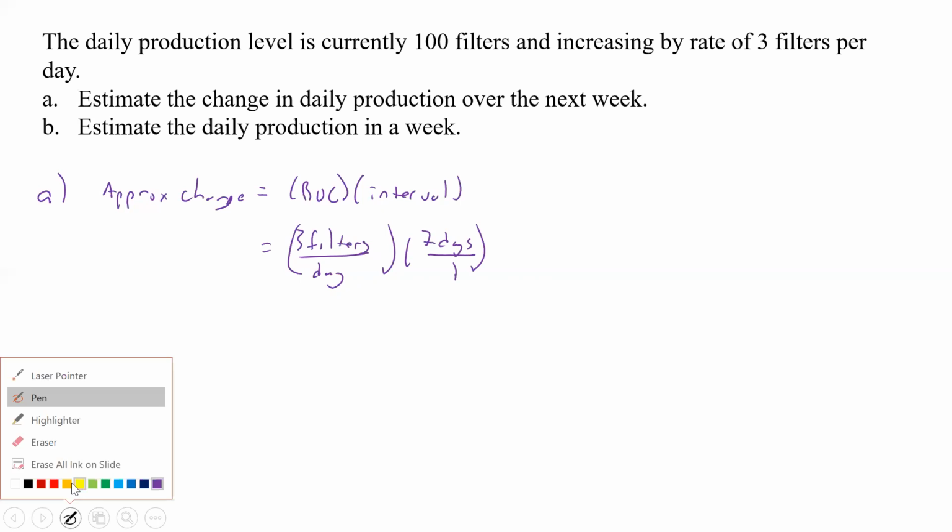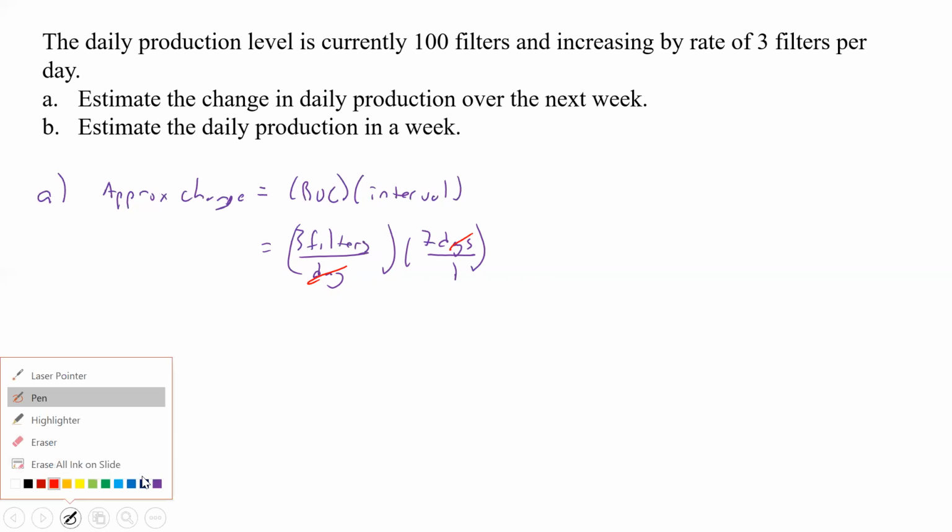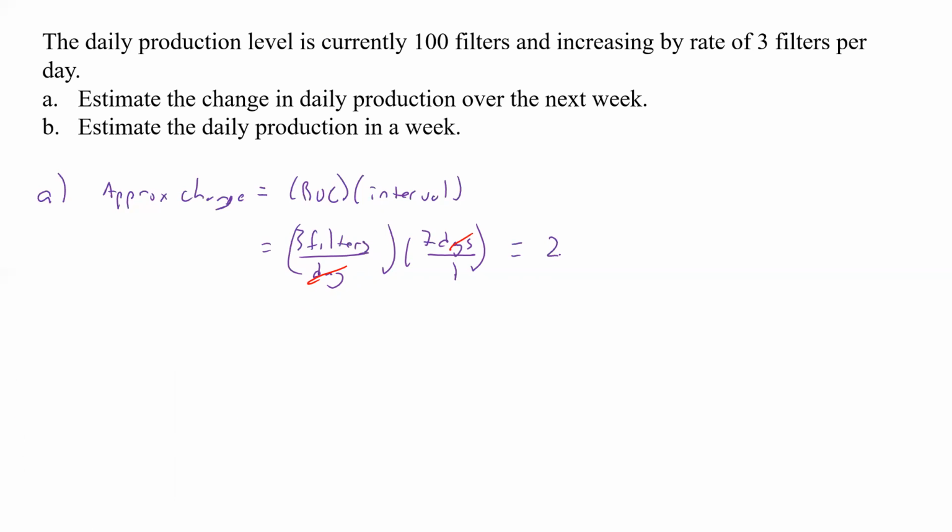Well, now our days cancel. And so we have 3 times 7, which is 21 filters. Okay, so that's the approximate change.